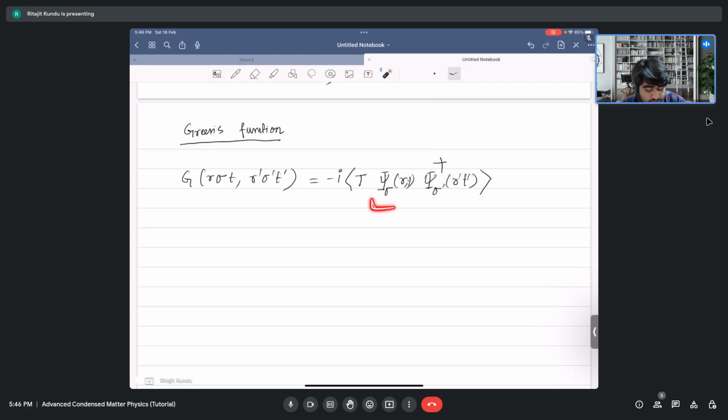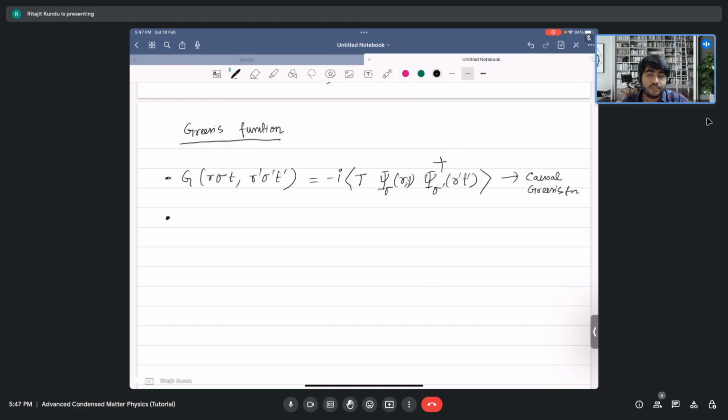So this has a very nice physical intuition, right? This means that I have created a spin sigma prime at r prime t prime, and then I let it propagate, and then I annihilate it at this point, and I calculate this amplitude. As simple as that. This kind of Green's function, when you have a time ordering, is called a causal Green's function. This is one important object that you will see appearing in many parts of condensed matter physics. And there can be another Green's function which is called a retarded Green's function, right?